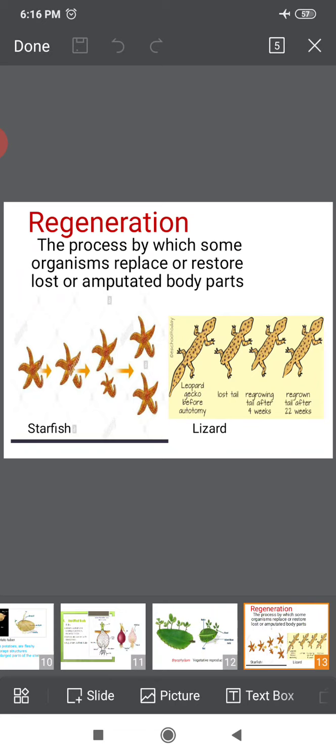Regeneration. Regeneration is a process by which some organisms replace or restore lost or amputated body parts. For example, in starfish, after the arm gets amputated, it is regenerated. Also, in lizards, the tail gets regenerated when it gets amputated.